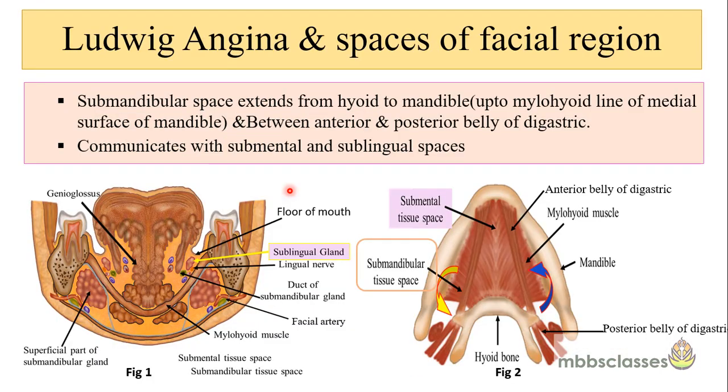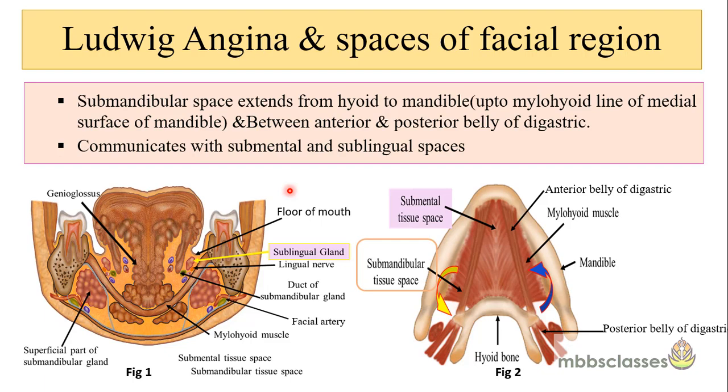So we know that Ludwig's angina is a bilateral infection of the three primary spaces of the facial region. Those three primary spaces are: first, the submandibular space, second, the sublingual space, and third, the submental space. When these three primary spaces are involved bilaterally, then only this disease is called Ludwig's angina. So now I will go very briefly over these spaces.